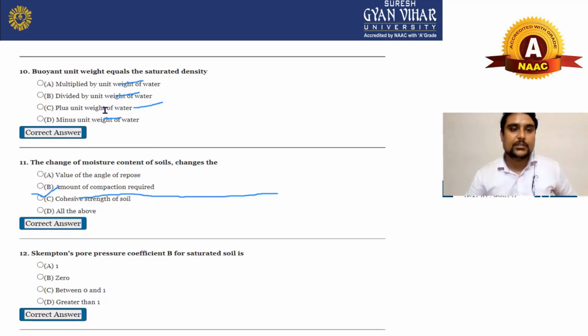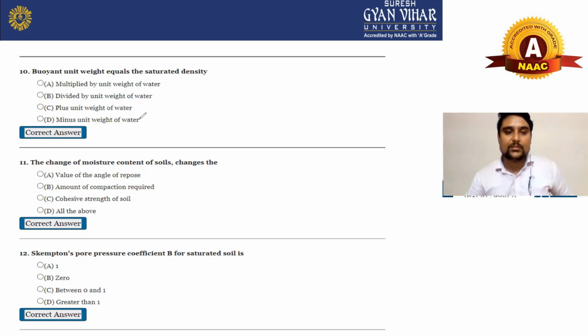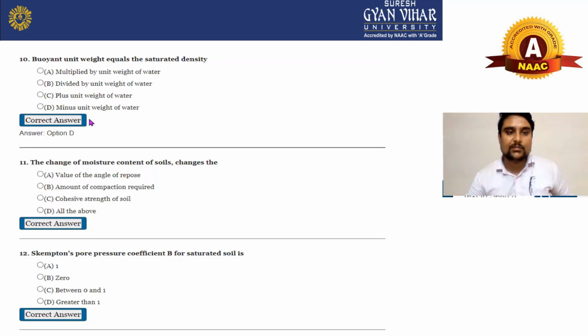Come on the 10th question. It is given here, buoyant unit weight equal to saturated density. What will be your right answer here? Multiplied by the unit weight of water divided by the unit weight of water plus unit weight of water minus unit weight of water. Let's see what will be your right answer. Right answer here will be D, minus unit weight of water. It will be your right answer.